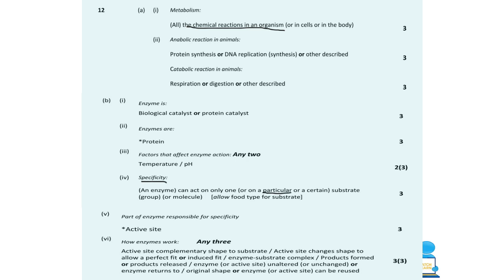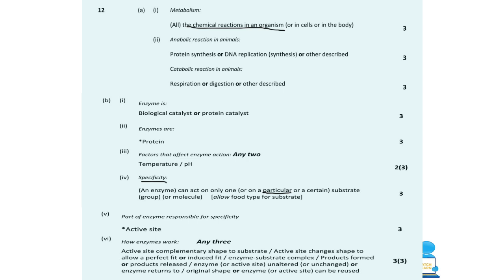Again, if you look at part VI, how do enzymes work? We're putting that in nice bullet points. We're referencing the fact that the active site will change shape to allow for perfect fit. So this is the Induced Fit Model. We're referencing the enzyme-substrate complex. We're talking about products being formed and the active site returning to its original shape.